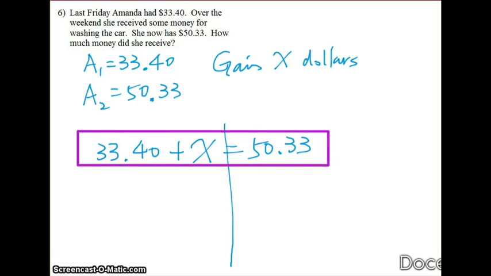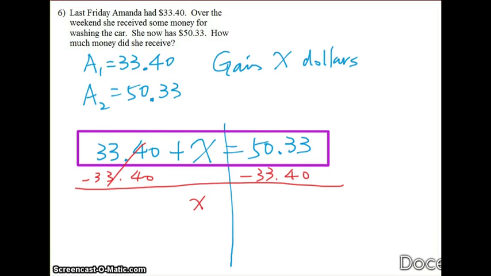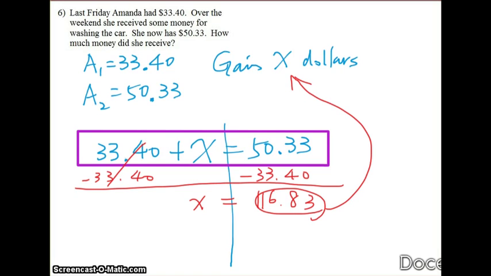Okay, for this one, we're solving the equation: minus 33.40, minus 33.40. On the left hand side, this is just going to cancel out. And so again, left hand side, just x. On the right hand side, this one's a little bit more complicated. 3 and 8, 6, 1. So that's how much money she got over the weekend. So she gained this much. Oh, sorry, 16. So that will be $16.93. Again, the question itself is not difficult. Just make sure you set up the equation correctly.